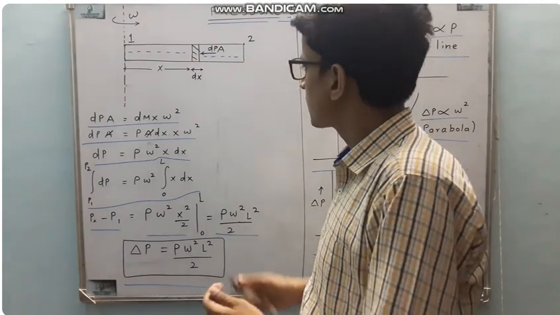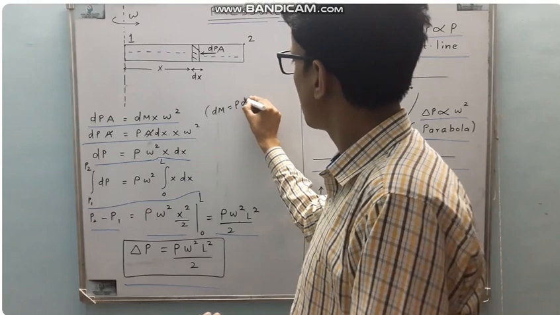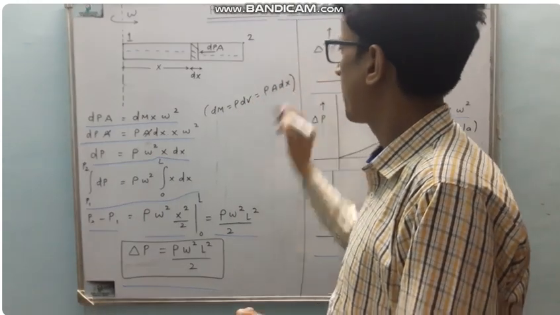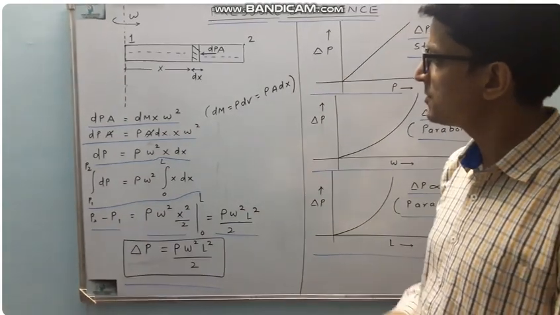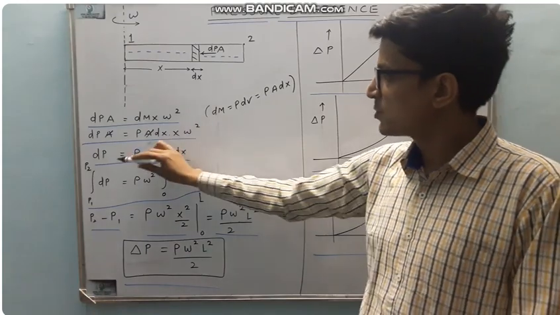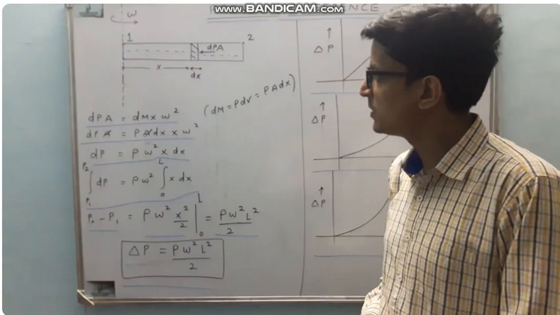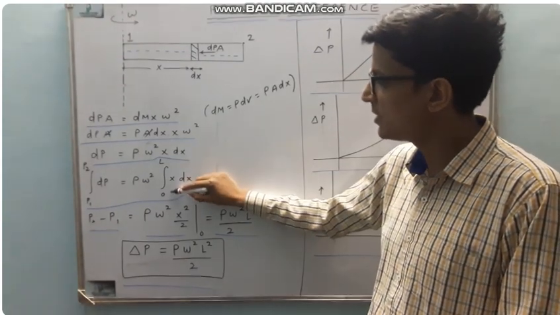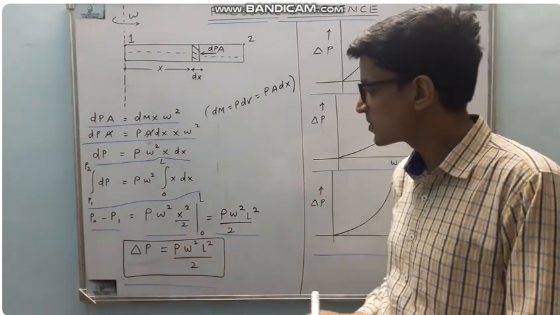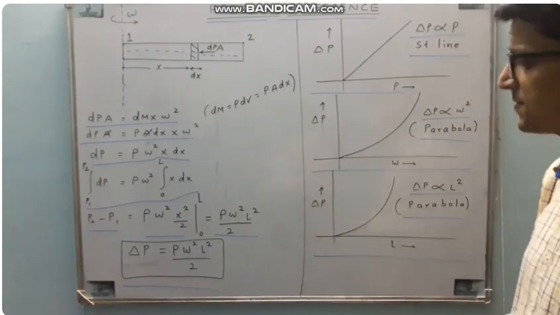Now dm can be written as density into volume, and volume can be written as area into length. So using this expression we can write dm is equal to rho A dx, into x omega square. So this is dP. We just integrate it from the limit P1 to P2, and here the limit is from 0 to L. So after all the calculations, the pressure difference comes out to be rho omega square L square by 2.